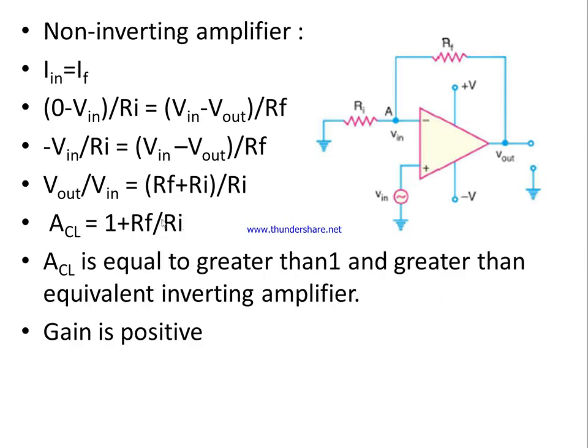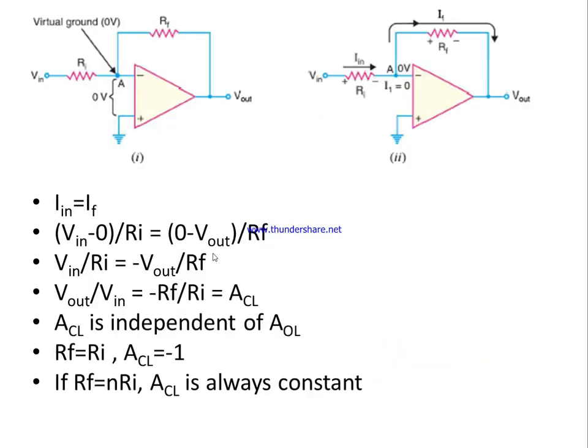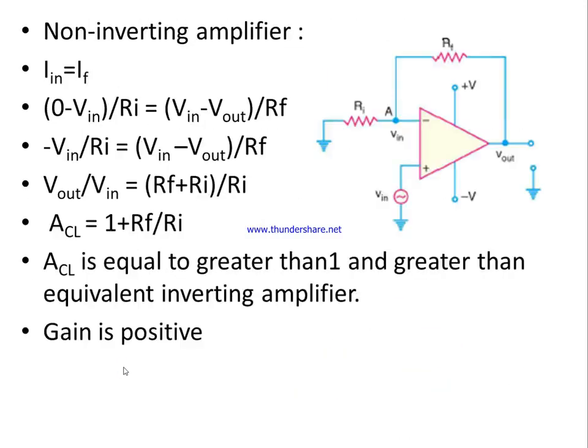Clear? If Rf is equal to Ri, then 1 plus 1, closed loop gain will be 2. Clear? Now, if you take Rf equal to 0, then closed loop gain will be 1. But we always connect Rf because we need negative feedback in an operational amplifier. Okay, so Rf cannot become 0. Therefore, the closed loop gain will always be greater than 1. In the inverting amplifier, closed loop gain is minus 1 when Rf is equal to Ri. But in the case of a non-inverting amplifier, it is always greater than 1.